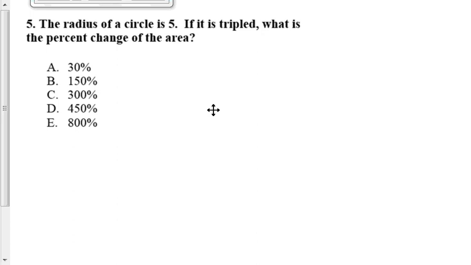In number 5, the radius of a circle is 5. If it is tripled, what is the percent change of the area? So, I want to explain percent change.